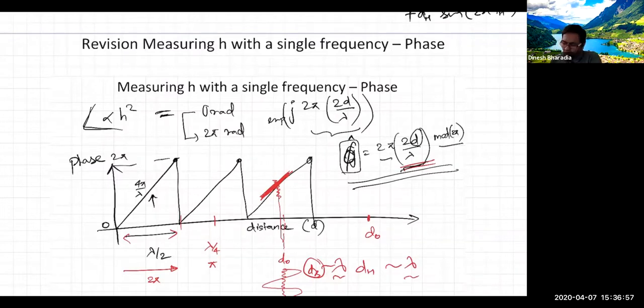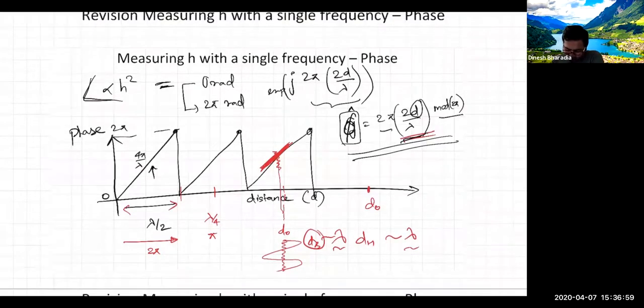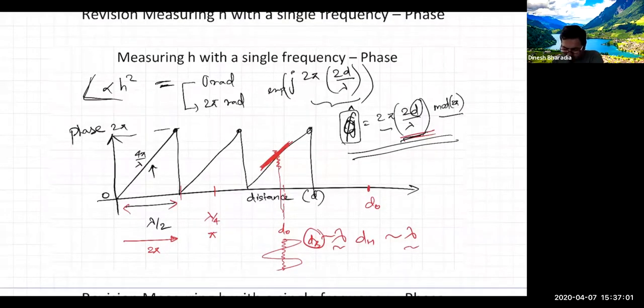So what I mean by modulo of 2 pi is that from 0 to lambda by 2, it essentially gets the phase value from 0 to 2 pi. And beyond that, any value will keep wrapping around, okay? The great part about wrapping around is that on the x-axis here is distance.